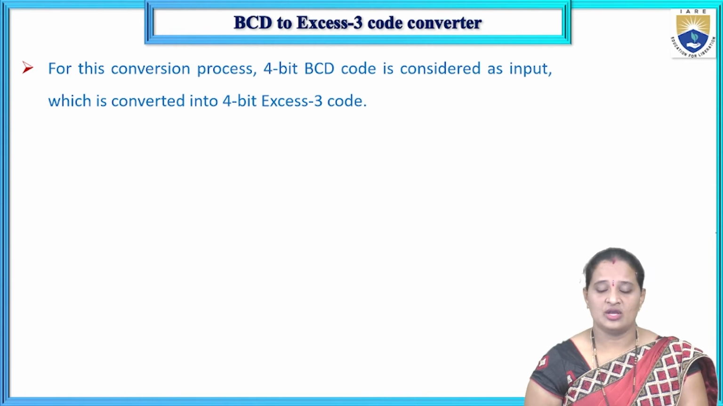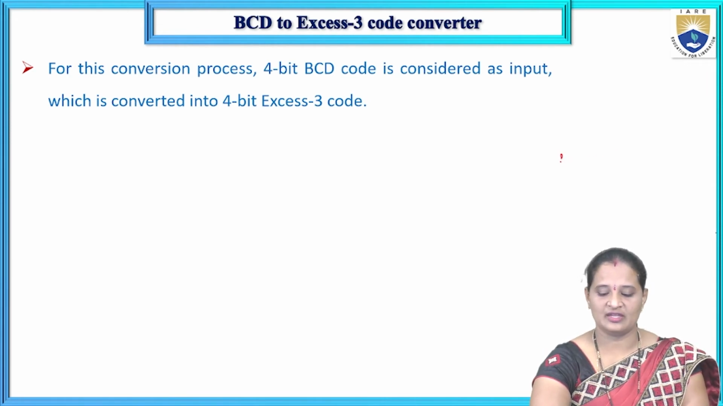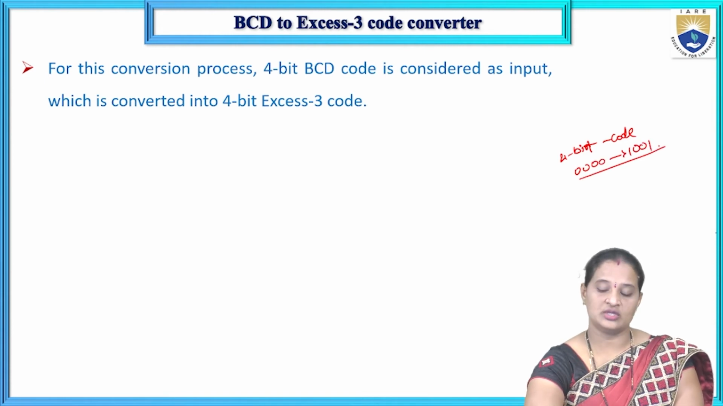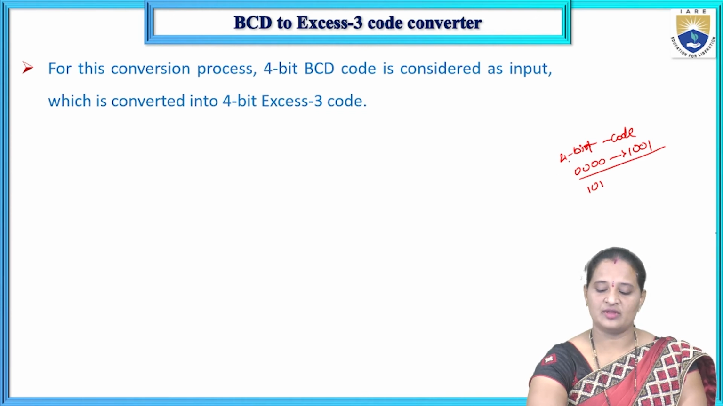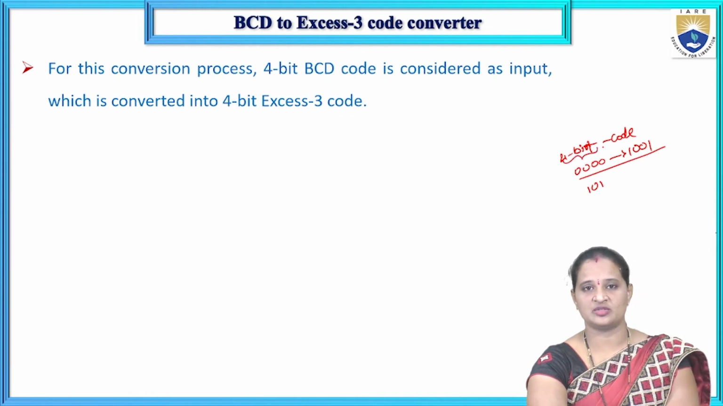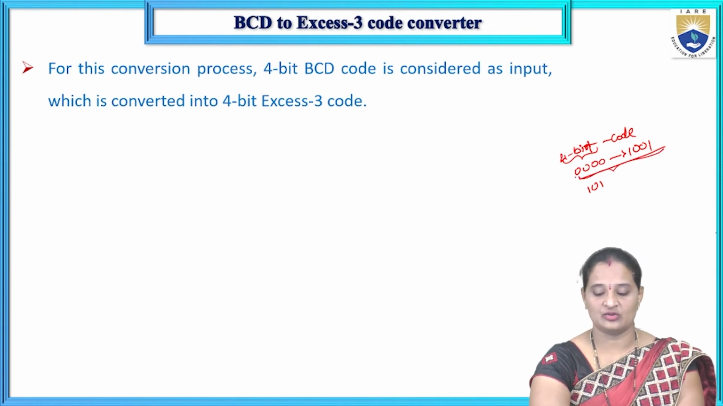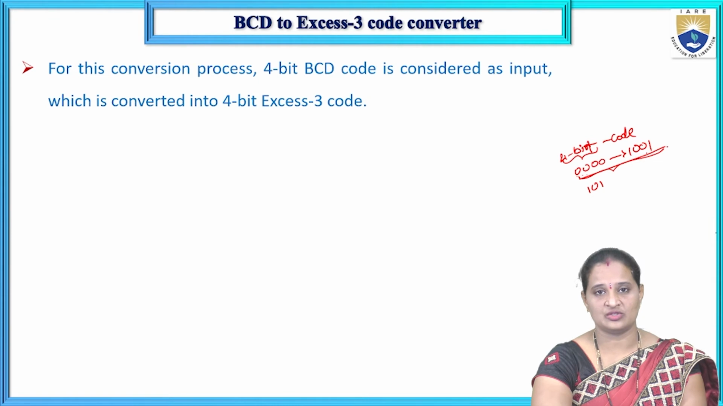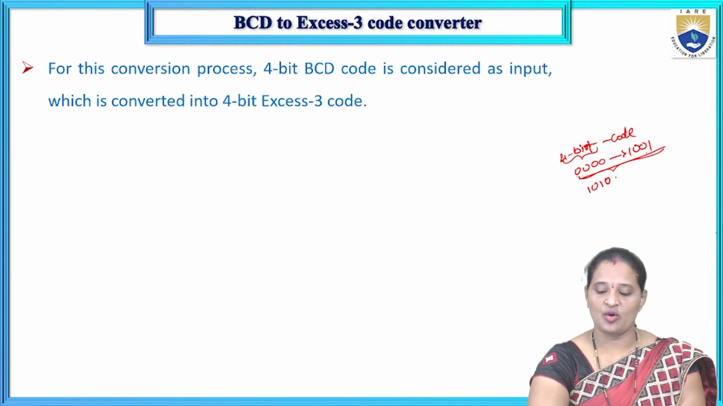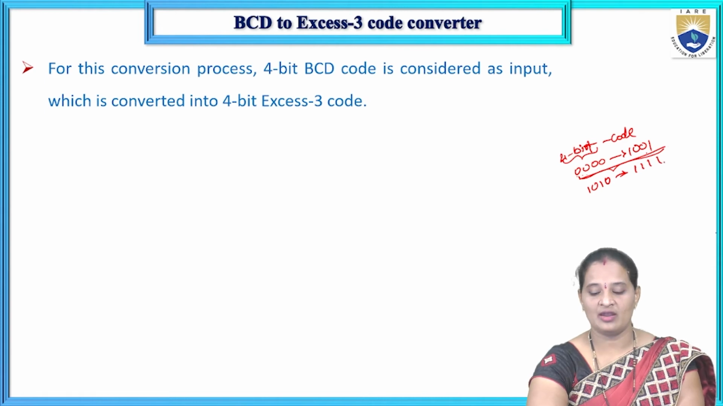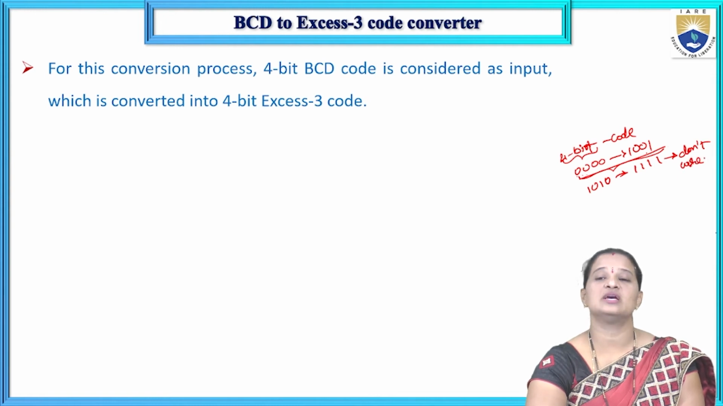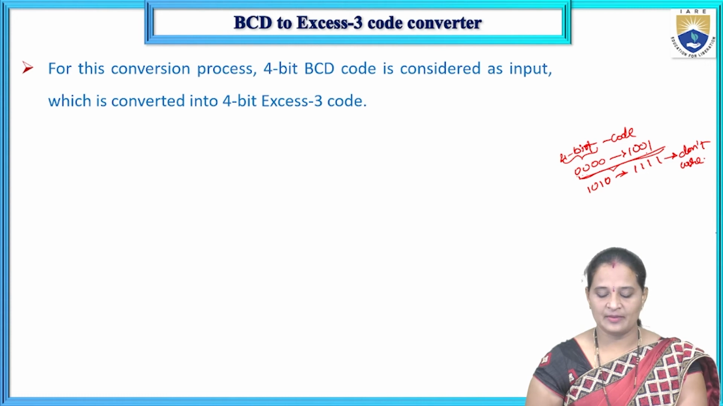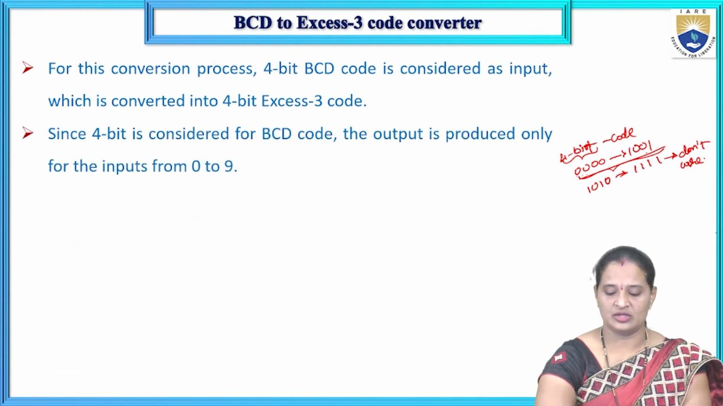So as you all know, BCD code is a 4-bit code, but only 0000 to 1001 are valid codes. Among the 16 possible combinations of a 4-bit binary code, I am using only 10, from 0000 to 1001, whereas the remaining combinations 1010 to 1111 are considered as don't care conditions. That means the output is unspecified.